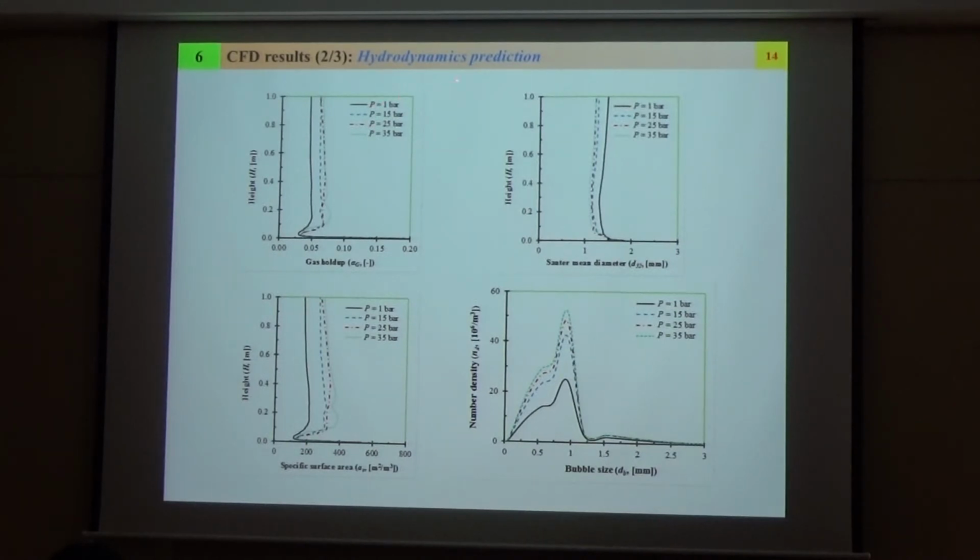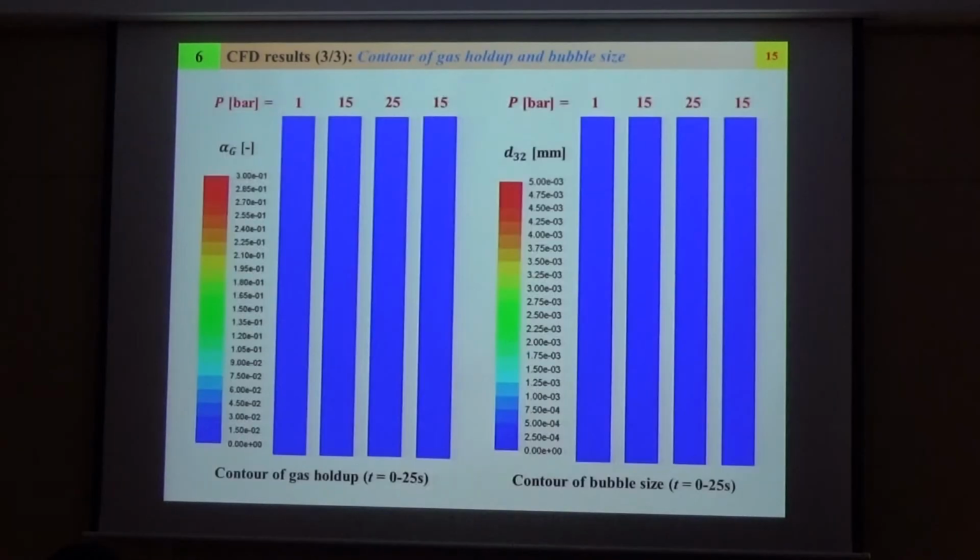And this is the hydrodynamics predicted by the CFD-PBE model. You can see that the gas holdup, Sauter mean diameter, and specific pressure drop are unstable at the lower part of the column, while they tend to reach a constant at the higher part. In the bubble size distribution, you can see that the bigger bubble size distribution is narrower at high pressure. That means the smaller bubbles will increase with high pressure.